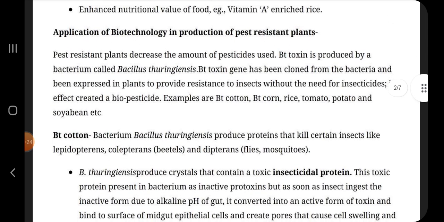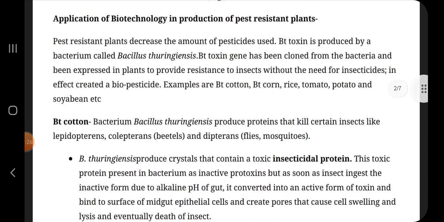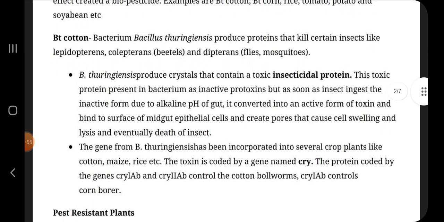And the application of biotech in production of pest-resistant plants, for example, is BT cotton, BT corn, BT rice and many more. The pest-resistant plant decreases the amount of pesticide used. BT toxin is produced by a bacterium called Bacillus thuringiensis, and the BT toxin gene has been cloned from the bacteria and expressed in plants to provide resistance to insects without the need of insecticide, and in effect created a biopesticide.